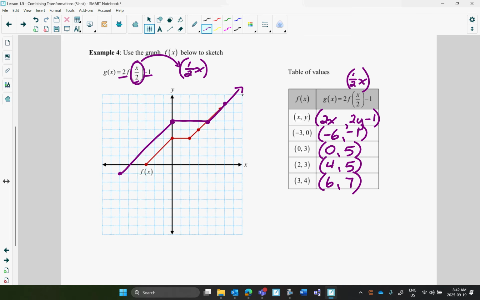Which appears to make sense because if you look at the new one, certainly it seems to be horizontally stretched and vertically stretched. Might be hard to see the shift, but it still does take place. Okay.